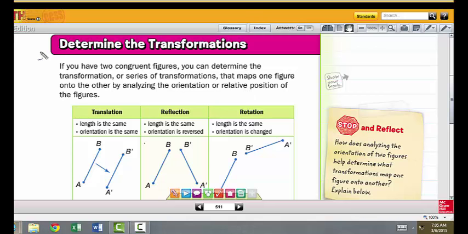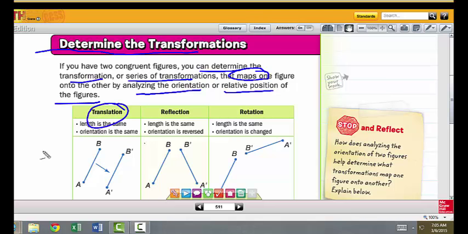The next thing we're going to talk about is determining the transformations. If you have two congruent figures, you can determine the transformation or series of transformations that maps one figure onto the other by analyzing the orientation or relative position of the figures. Let's talk a little bit about what that means.